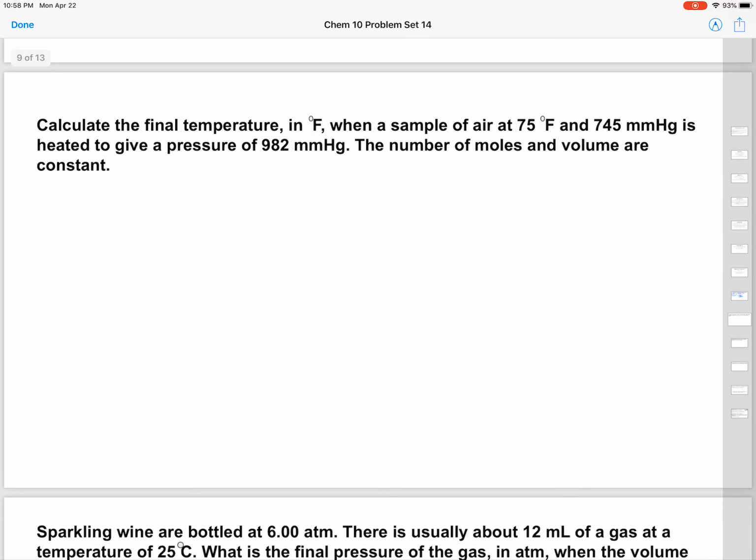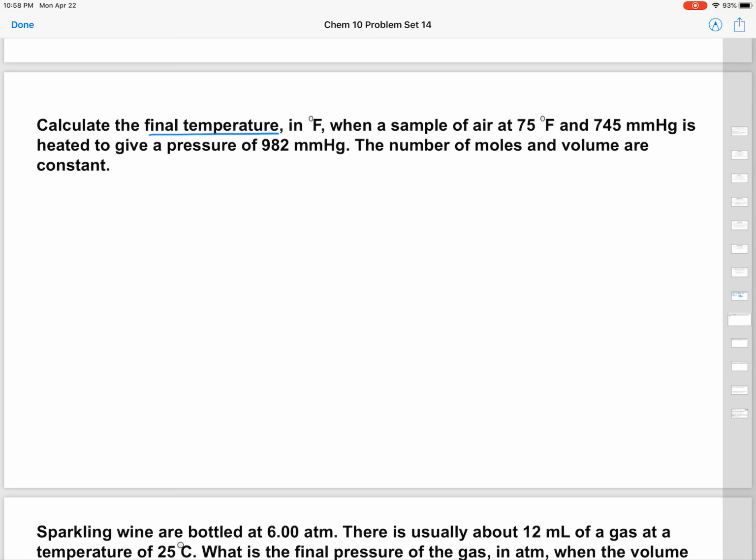All right, next one. Calculate the final temperature in Fahrenheit when a sample of air at 75 degrees Fahrenheit and 745 mmHg is heated to give a pressure of 982 mmHg. The number of moles and volume are constant. So here again, we're relating temperature and pressure, so we can use Gay-Lussac's law again. And this time it looks like we're going to be solving for temperature.